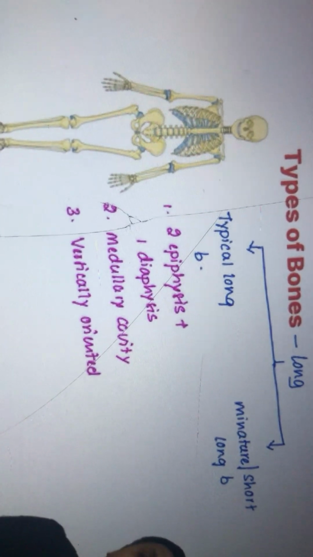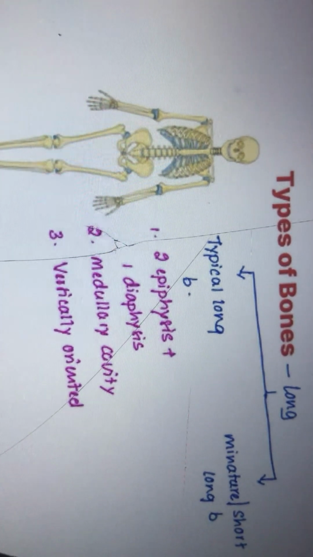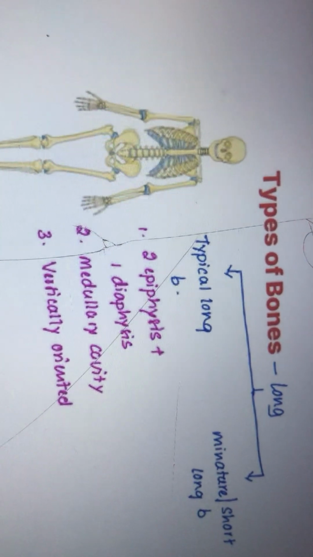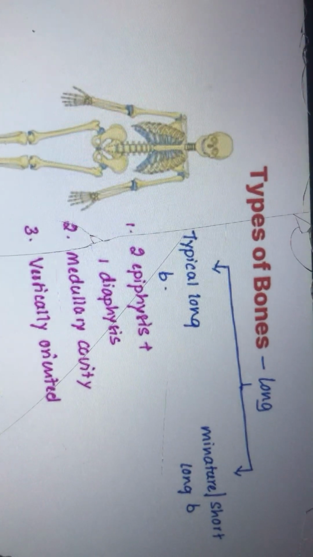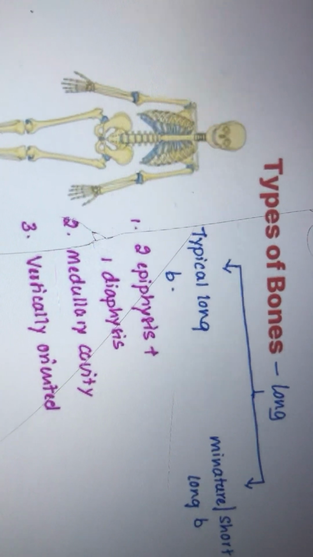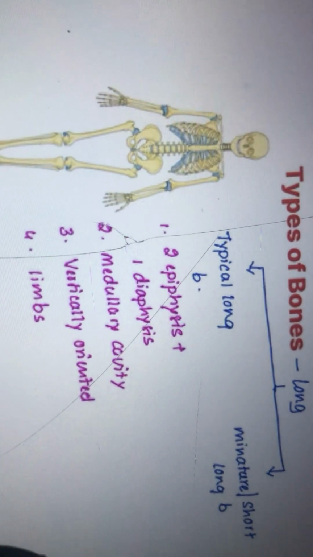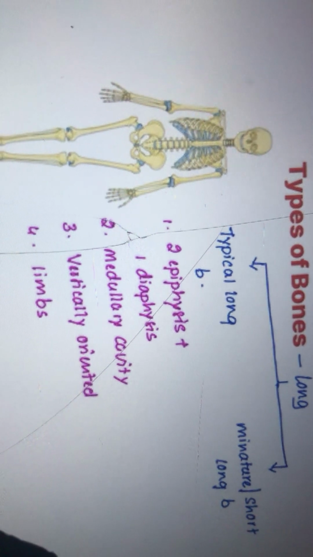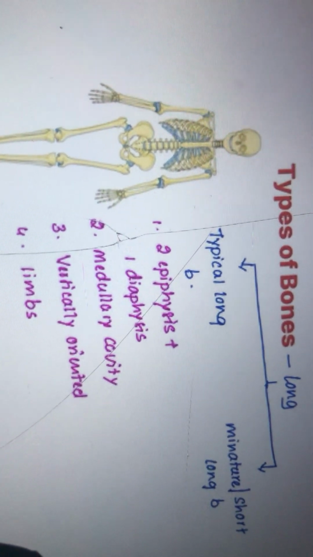For example, when we talk about the bones of the upper limb, let's take humerus, radius or ulna, or in the lower limb, the femur, tibia or fibula. All of them are vertically oriented, right? This is one more important property. Then all these bones are present mostly in the limbs, right? Almost all of these bones are present in the limbs. These are some of the peculiar features of typical long bones, right?